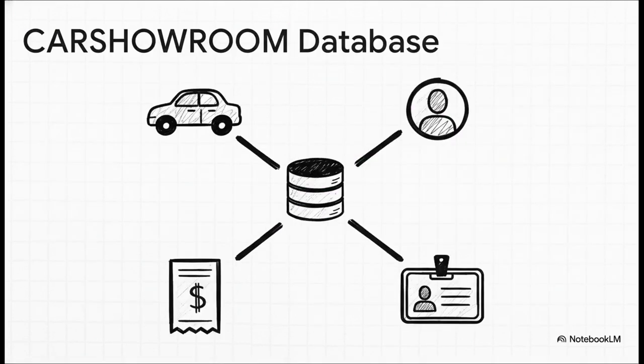To really get our hands dirty, we're going to use a case study, a database for a car showroom. It's pretty straightforward, broken down into 4 main tables. We've got inventory for all the car details, customer for our client info, sale, which tracks every single deal, and employee, which has all the data on the sales team.